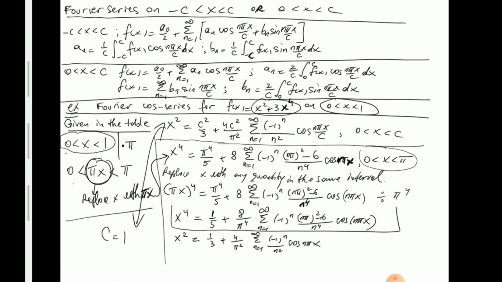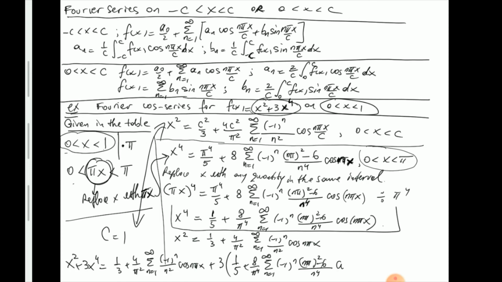So the last step is to put these two together: the series for x squared plus 3 times the series for x fourth. And then as a last step, we could simplify this a little bit. Maybe I'll show you on the next page, but let's do this here on the bottom. So x squared plus 3x fourth. The series for x squared in the interval 0, 1 is going to be 1 third plus 4 over pi squared summation from 1 to infinity of minus 1 to the n over n squared cosine n pi x, plus 3 times the series for x fourth, cosine of n pi x.